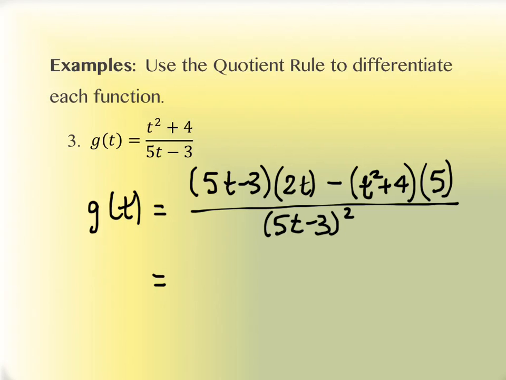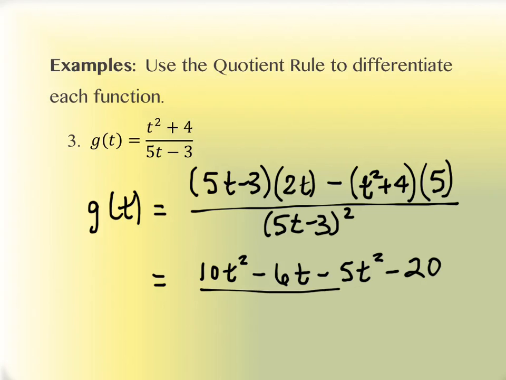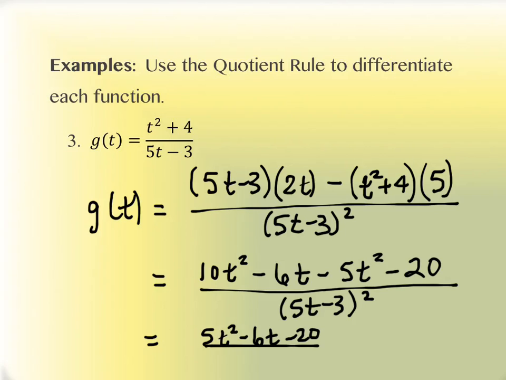That is all the calculus there is, folks. Everything else is simplification of algebra. So the numerator becomes 10t squared minus 6t minus 5t squared minus 20 all over 5t minus 3 quantity squared. If I combine things in the numerator, what do I have? 5t squared minus 6t minus 20. All over the same denominator I had before, right?